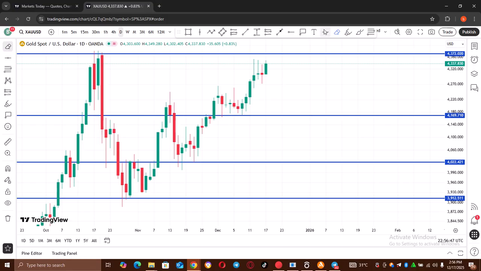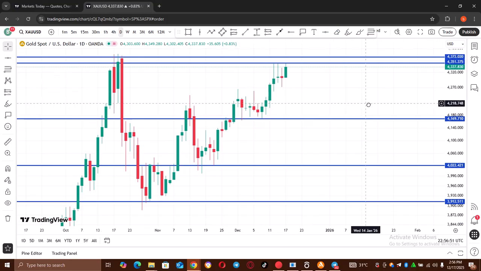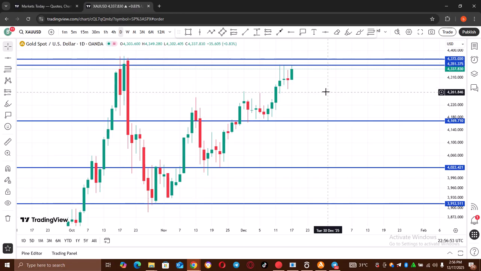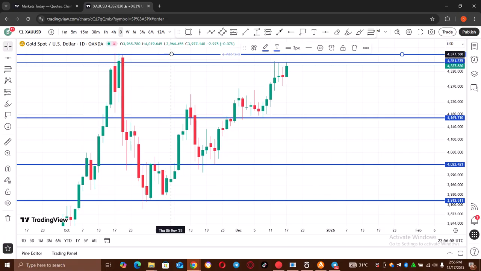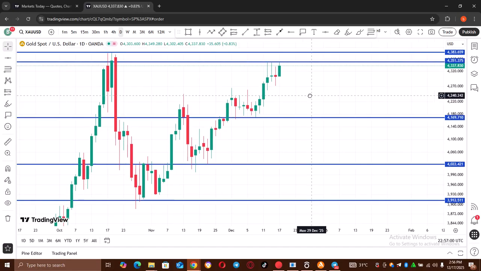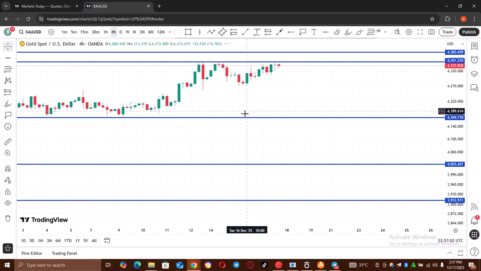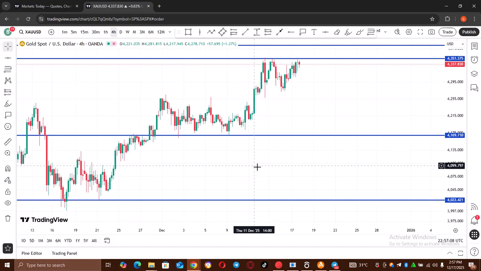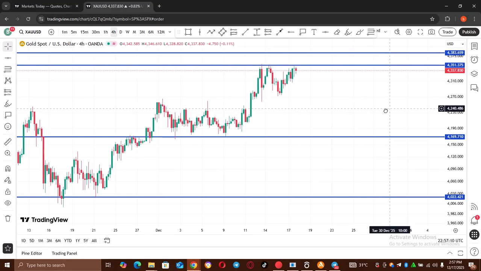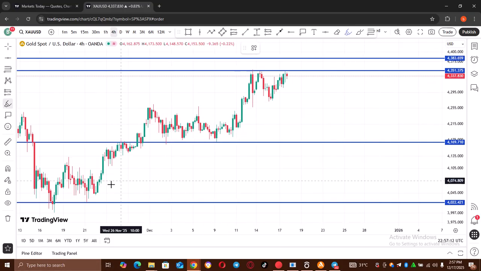Now let's see if we can mark this. It's now looking like a zone, but it's not a zone. That is now the monthly resistance and the 1D resistance. It's not a zone. So now let's go to the 4-hour time frame to see what is happening clearly and also to add more meaning to it. Now on the 4-hour time frame, the structure is still bullish, right?